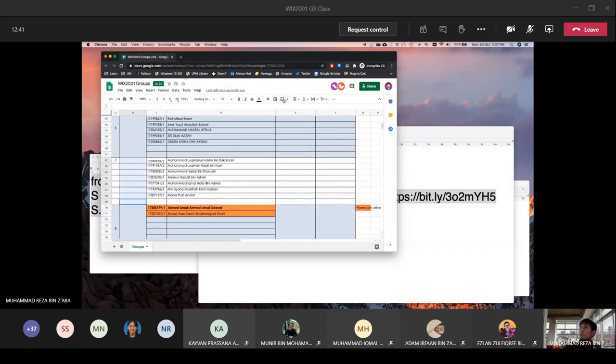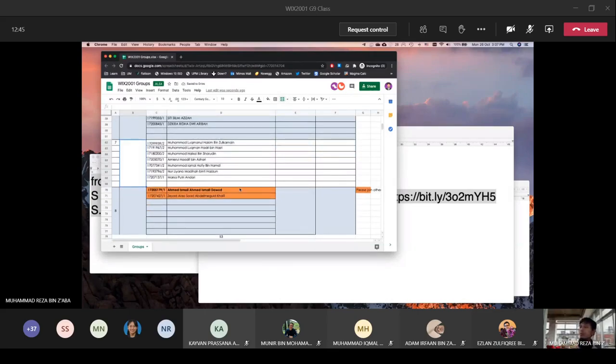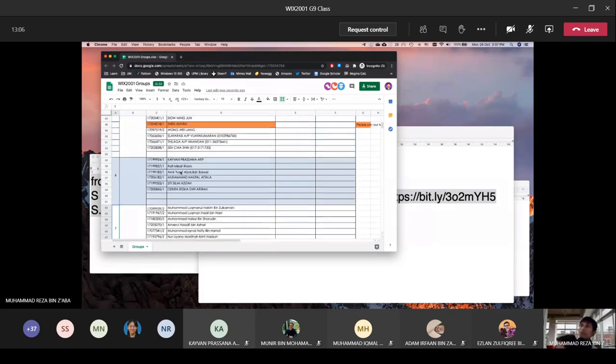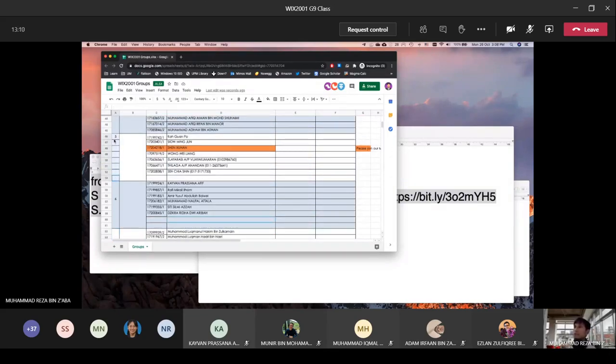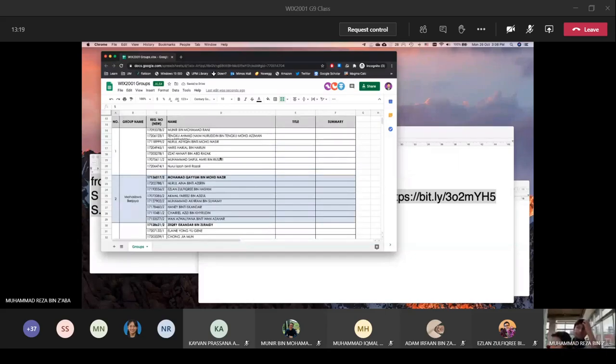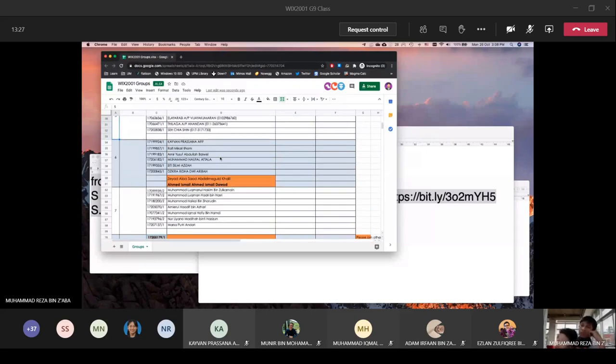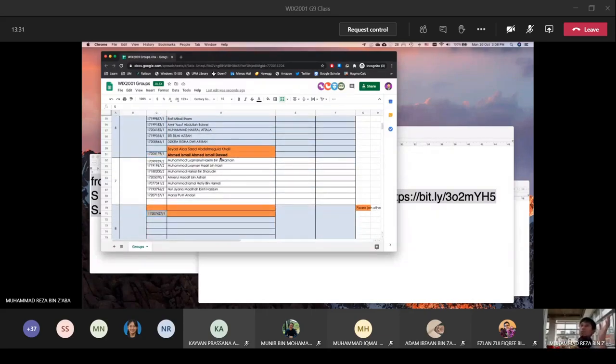We have the 8th group here, which only has 2 members. So I would suggest that those in this group join the other groups. For example, we have 2 more slots here for group number 6, and 1 slot here for group number 5. You can contact any of the existing group members if you want to be inside the group. I think 7 groups should be enough, with a maximum of 8 members each. So 7 times 8 is 56, so you should have enough groups for all members.